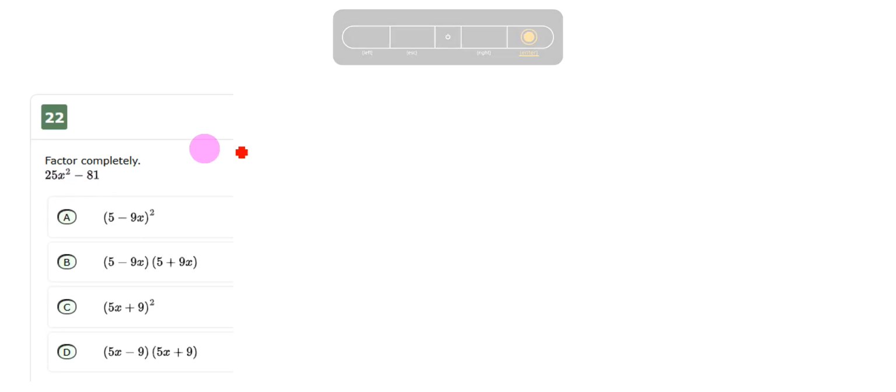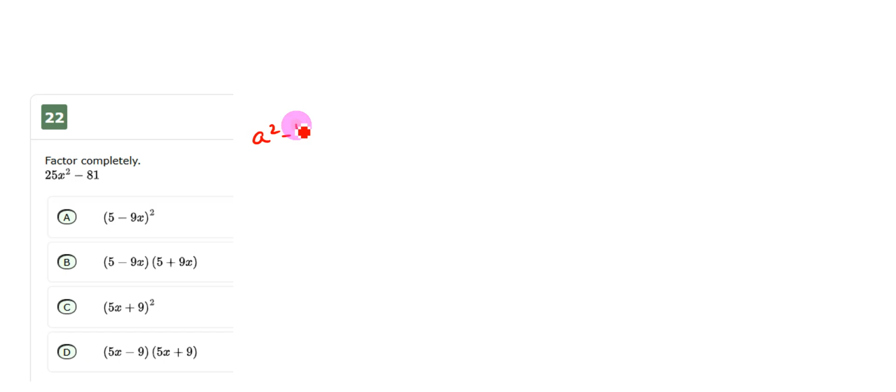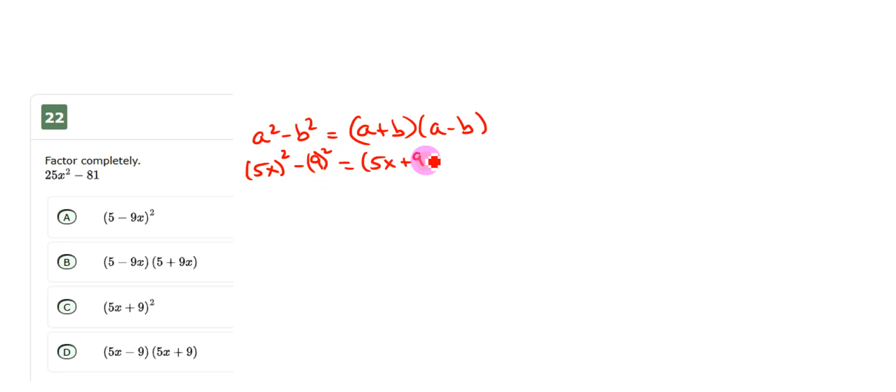Factor completely. This is difference of squares. A squared minus b squared equals a plus b times a minus b. So we've got 5x squared minus 9 squared. So we should have 5x plus 9 and 5x minus 9.